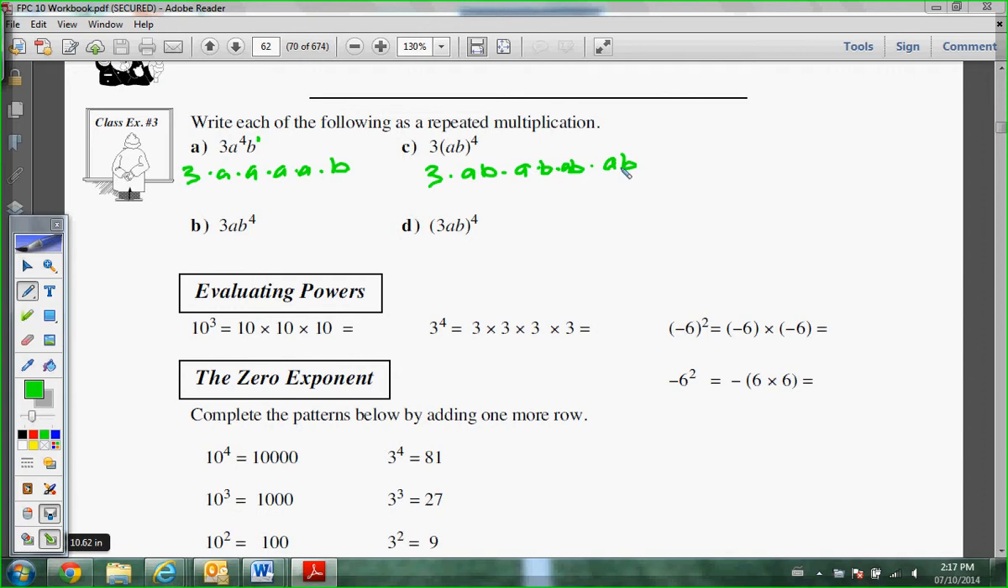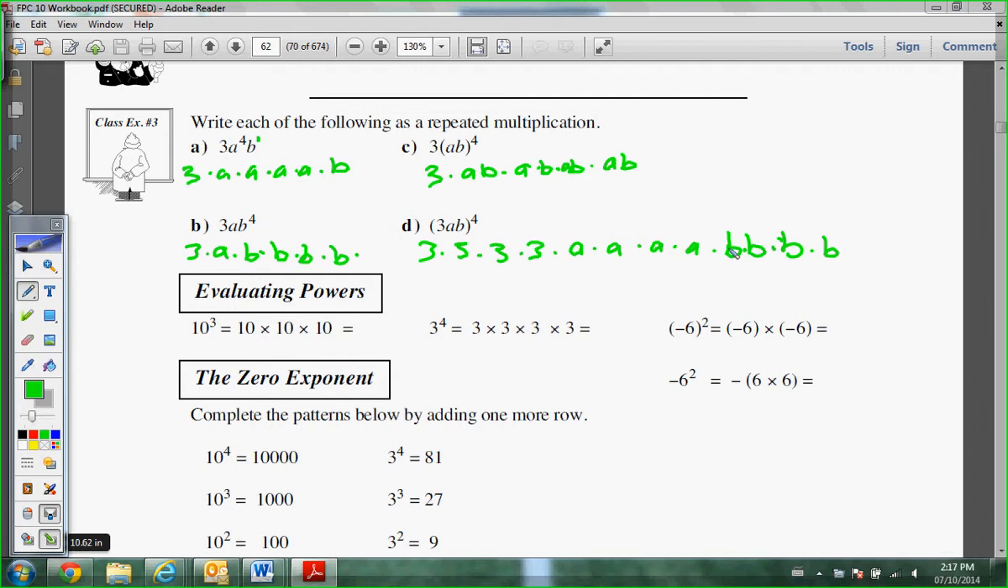This is good, kind of showing the difference of all 4 of these, because they all look somewhat similar. Okay, and then part B, 1, 3, 1A, 4 B's. There, I got 4. Okay, and the last one, the whole package is to the 4th. That's going to give you 4 3's, 4 A's, 4 B's. Yep. 3AB 4 times is fine.